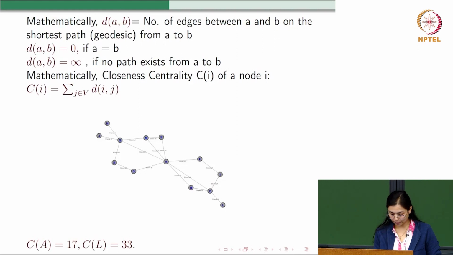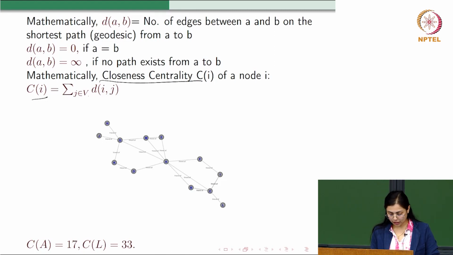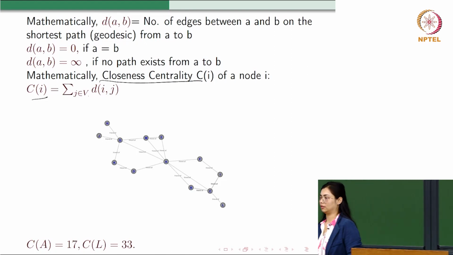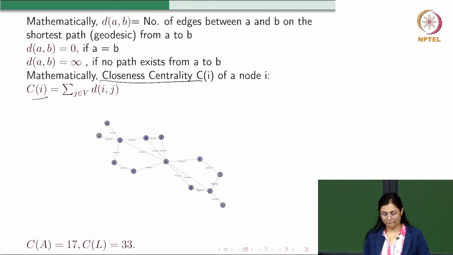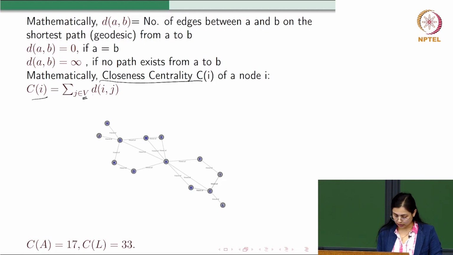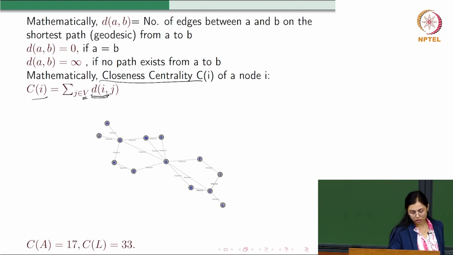So this is the mathematical definition of closeness centrality. It is a summation over all nodes in the network, of the distance or shortest path from node I to node J. It's a summation over all nodes, definitely I is not included. So V is the set of nodes, and the summation is over all nodes, where d(i,j) is the shortest path distance from node I to J.